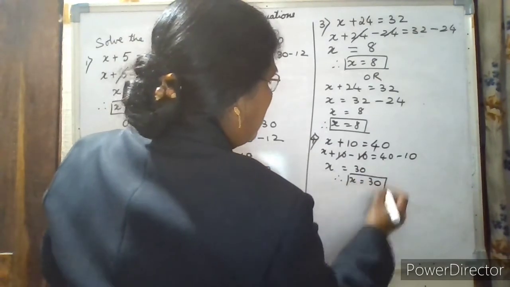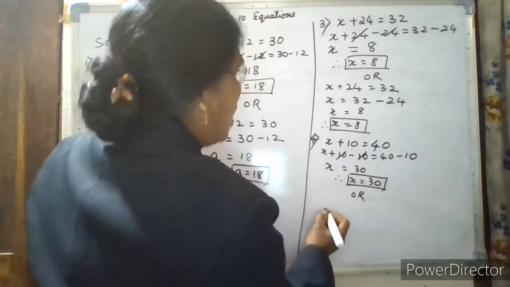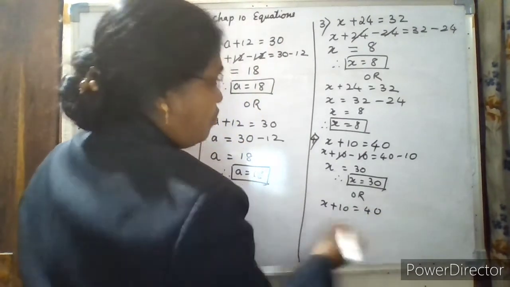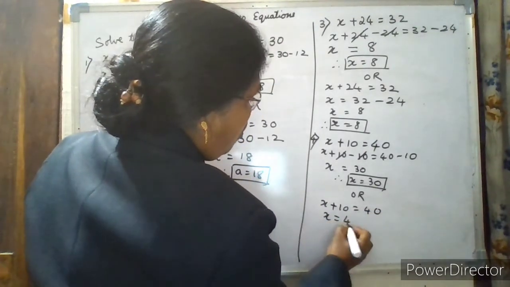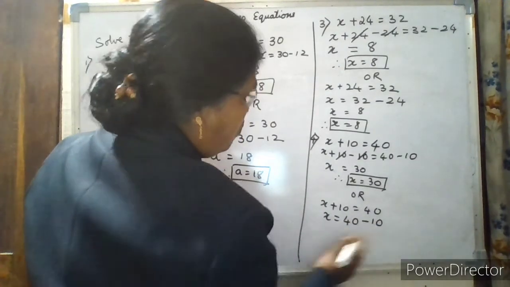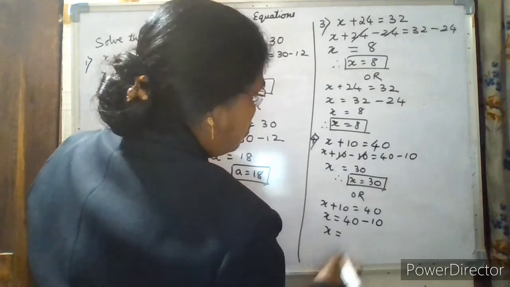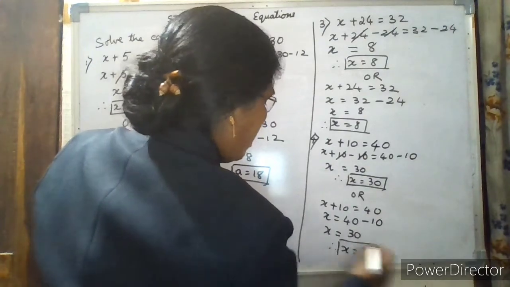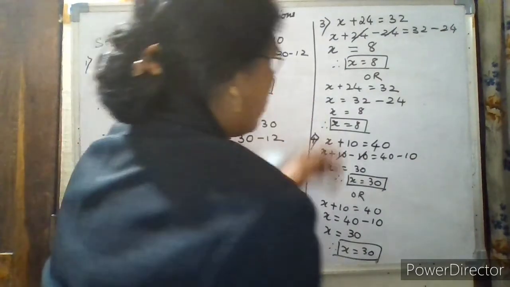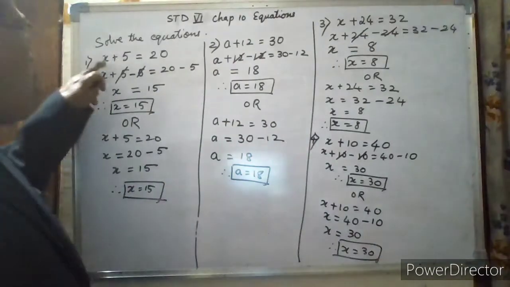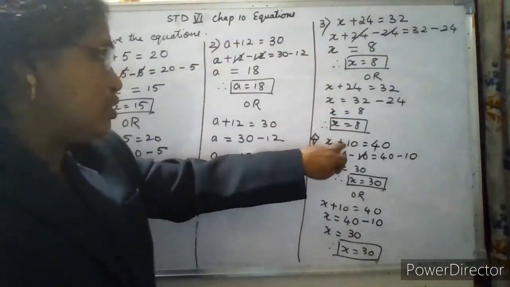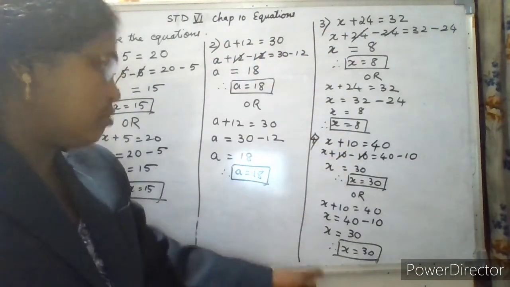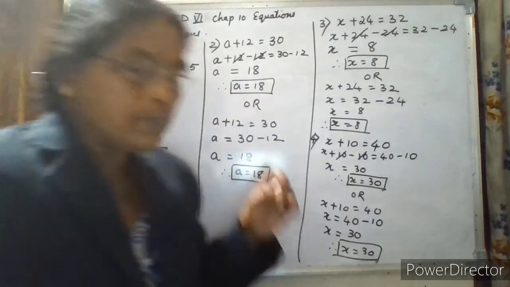Or second method, x plus 10 equal to 40. This is the equation. I will only transfer 10 to the other side. x is equal to 40, it will become minus 10, opposite of this. So x is equal to 30. This is the solution. Therefore, x is equal to 30. This is one method of solving. I have taught all similar types of equations. Now, I will teach a little bit different type of equations.